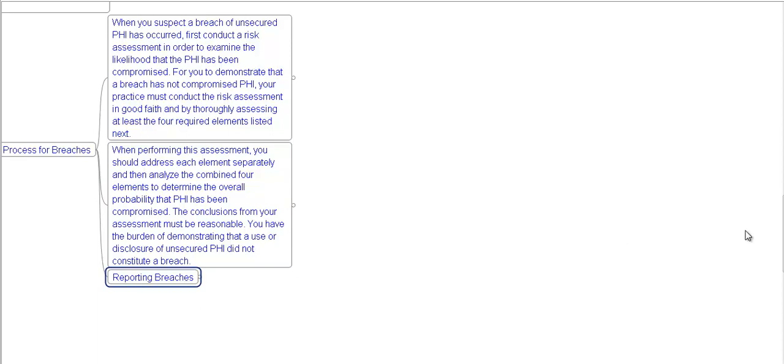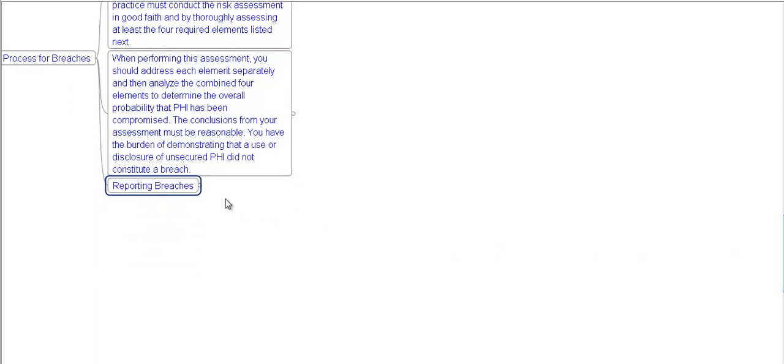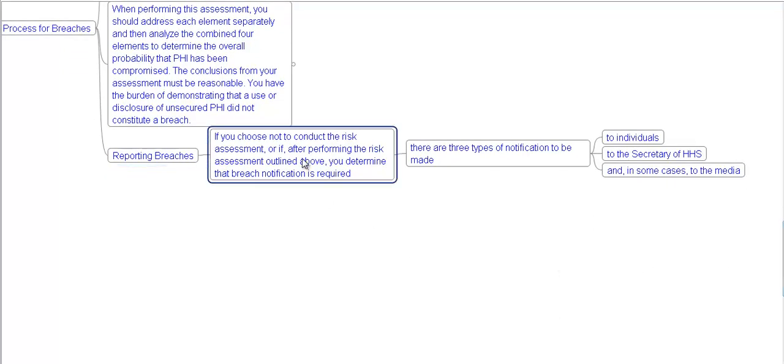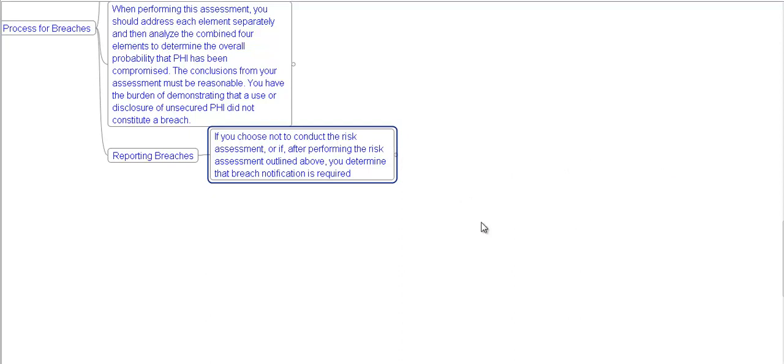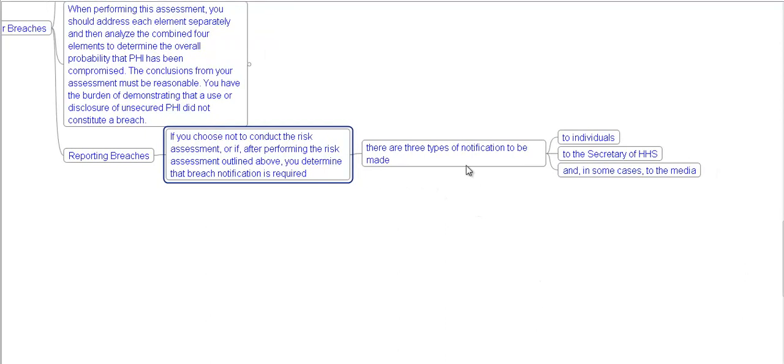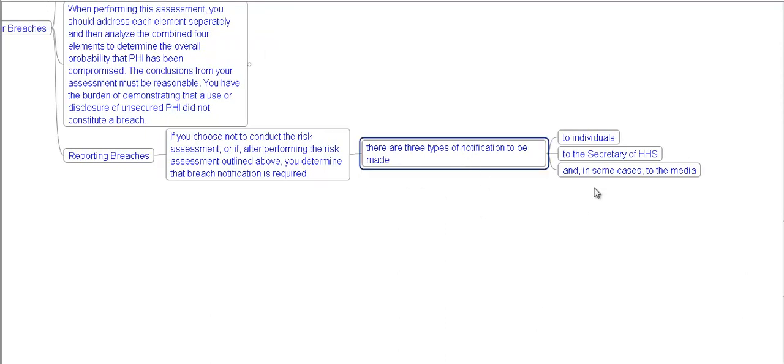Reporting breaches. If you choose not to conduct the risk assessment, or if after performing the risk assessment outlined above you determine that breach notification is required, there are three types of notification to be made: to the individual, to the Secretary of Health and Human Services, and in some cases to the media.